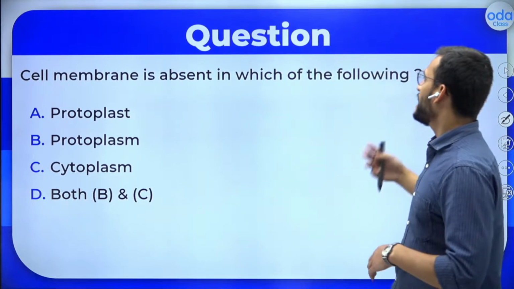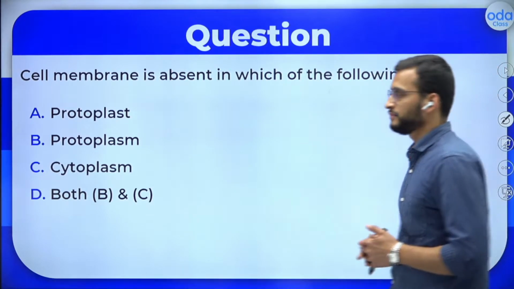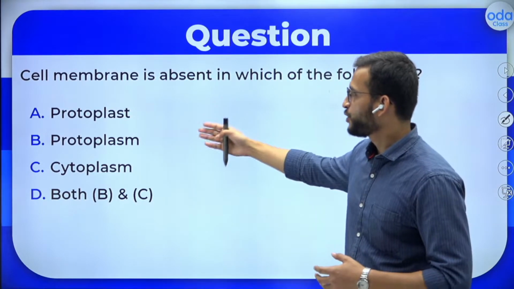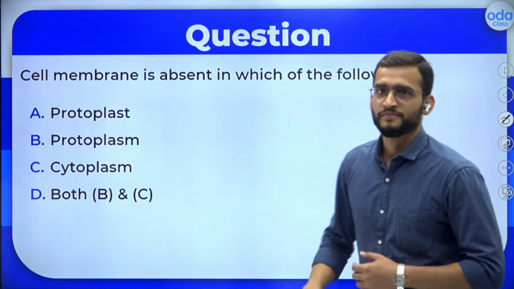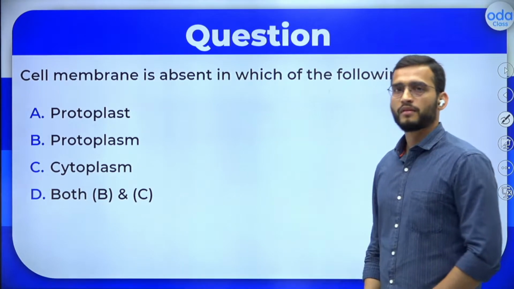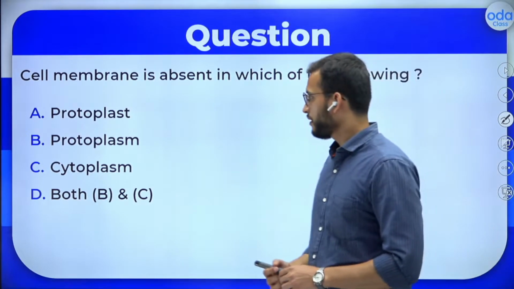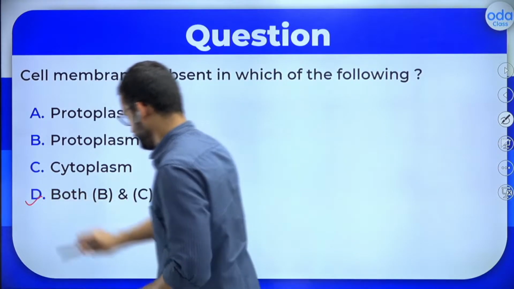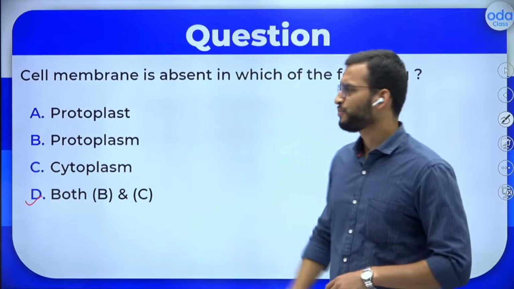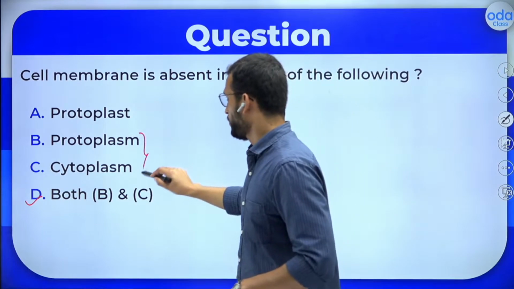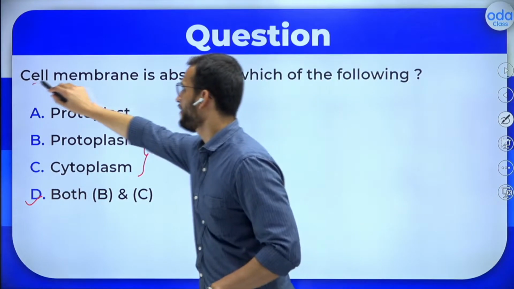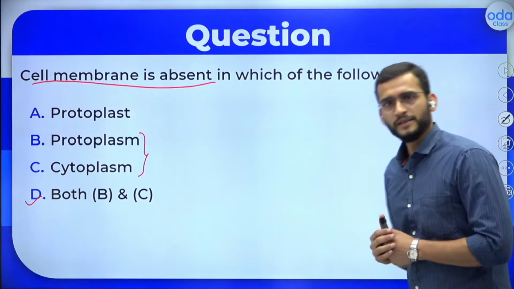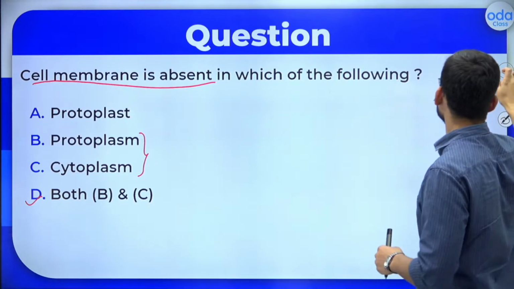Cell membrane is absent in which of the following? You have protoplasm, cytoplasm, both B and C. So the correct answer is option number D, both B and C. Protoplasm and cytoplasm, both of them will not be having the cell membrane. Cell membrane is absent in both of the options over here.